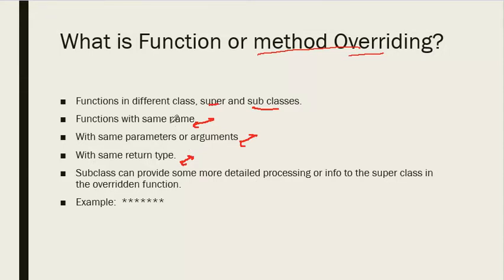So why do we use it? We use it because the parent class gives some abstract implementation of this function, and the subclass, the child class, gives more detailed processing or information about what this function will do. Like for example, if the parent class is make car, then the child class will implement this same function make car, but it will make, for example, a Mercedes car. I can give an example, and then it will be more clear.